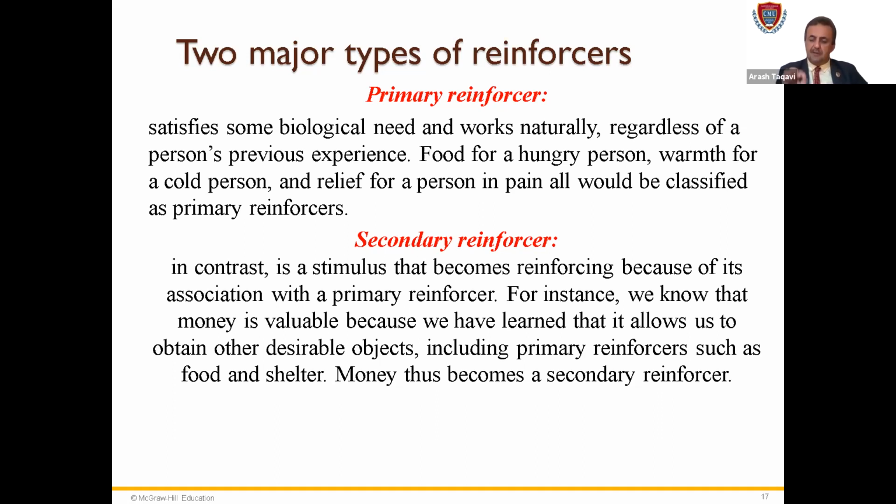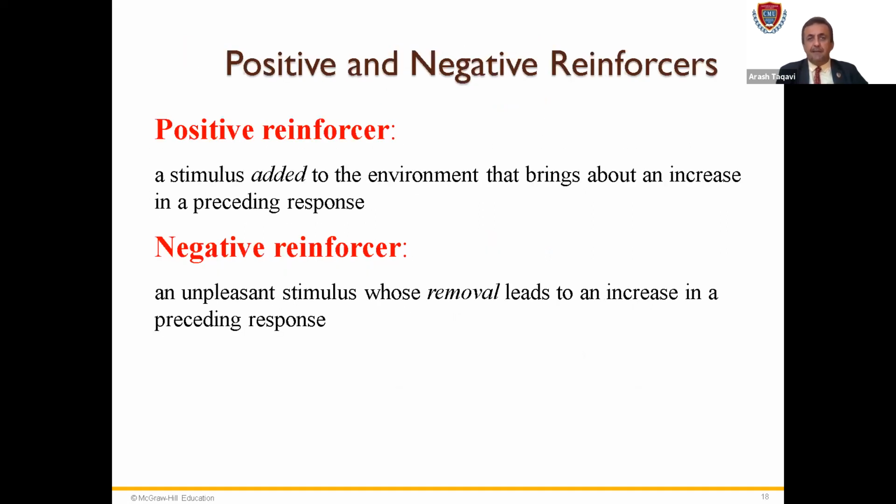It is not directly related to primary reinforcers, but we have learned that it allows us to obtain other desirable objects, including primary resources such as food and shelter. Money thus becomes a secondary reinforcer. That was one categorization of reinforcers: primary reinforcers, which work with your primary needs, and secondary reinforcers, which work with your secondary needs.